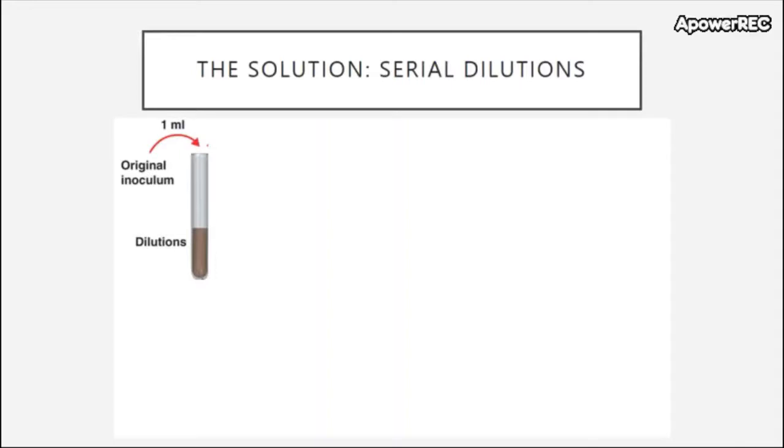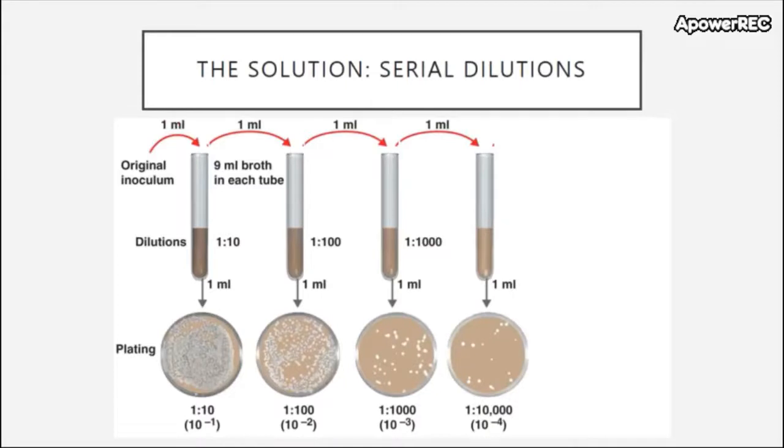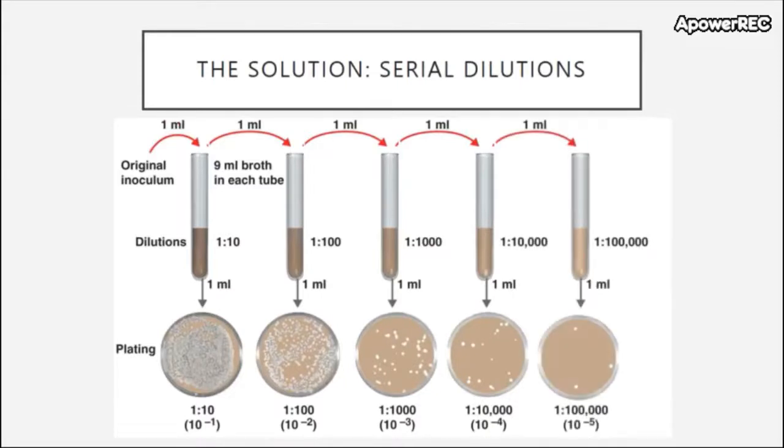So serial dilutions are a process of progressively watering down a bacterial culture to make it more dilute until you can isolate individual colony forming units and then count those colony forming units and then use math in order to calculate the original inoculum.